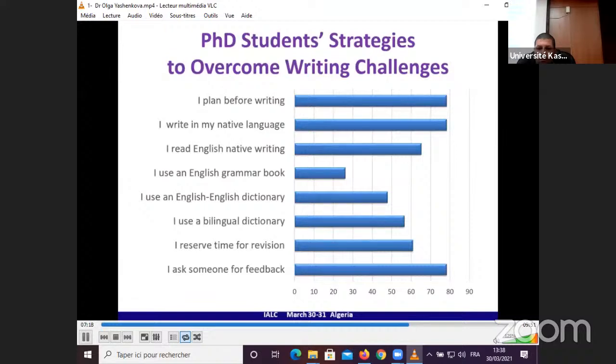Over 60% of the participants mentioned the importance of reserving time for revision, and almost 80% mentioned the importance of asking someone for feedback. In most cases, that was their scientific supervisor. And not so many referred to English grammar books when they had to write in English.